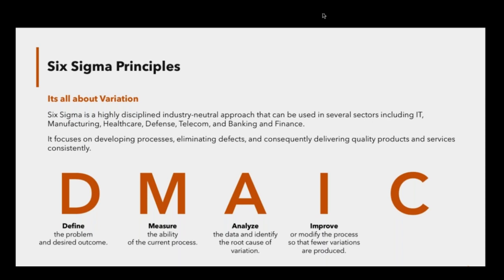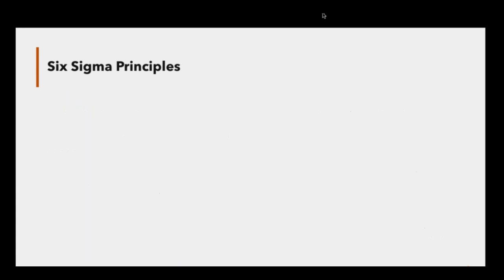After analyze, we move into improve. This is where we modify the process into our future state. This is what we want it to look like. And then after that, we go into control, where we sustain the process. And then just like in Lean, it's a continuous improvement. So once we've solved for that X, then we'll go solve for another one. And then we continue to make our process more effective.